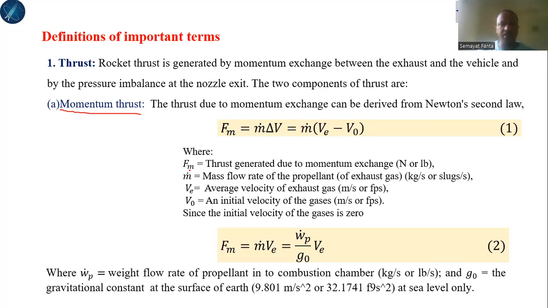As you see from here, Fm indicates momentum thrust. M dot is the mass flow rate of the propellant. V is the average exit velocity. V naught is the initial velocity. Finally we have this equation, and we can represent it in terms of weight. Weight equals mass times gravity. From that, mass equals weight over gravity.